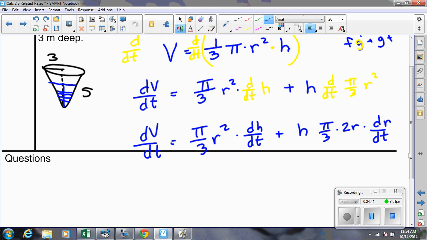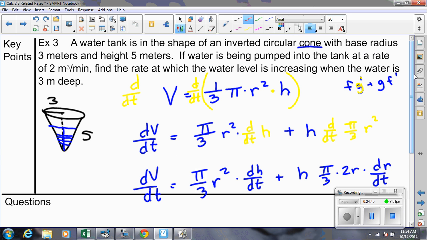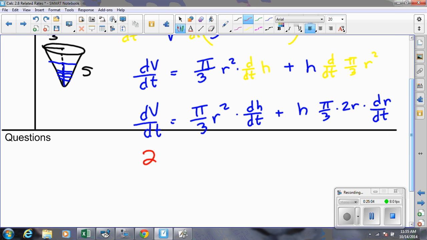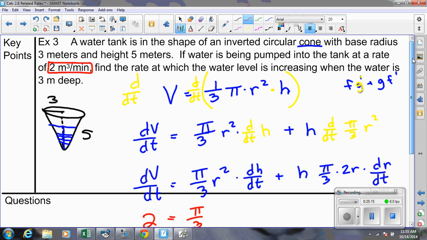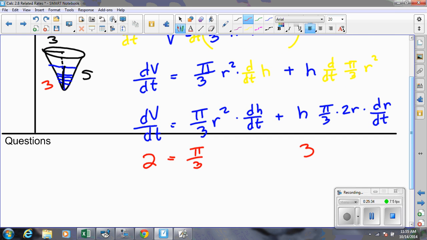Let's start plugging in the pieces that we know. So, if the water is being pumped into the tank at a rate of 2 cubic meters per minute, that's the volume. That's the rate of change in the volume. So we could say this piece is a 2. So pi over 3. We're then looking, find the rate at which the water level is increasing when the water is 3 meters deep. Well, because the water is 3 meters deep, that tells us the height of the water will be 3. Okay, so our height is then 3.